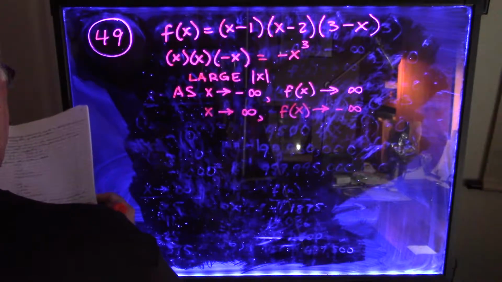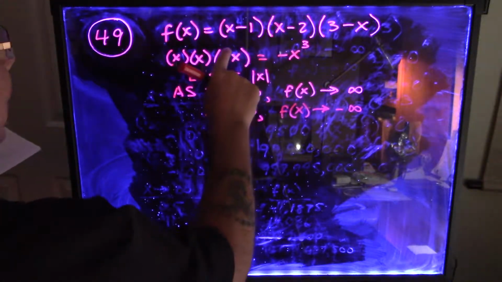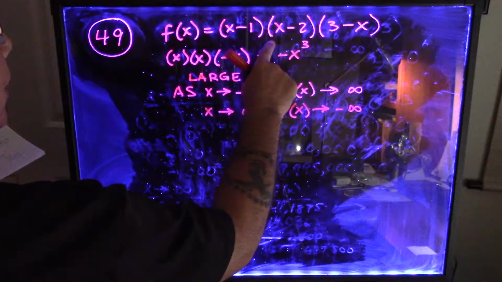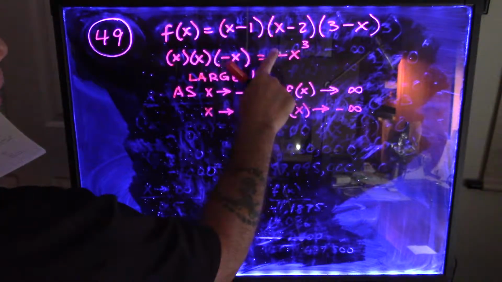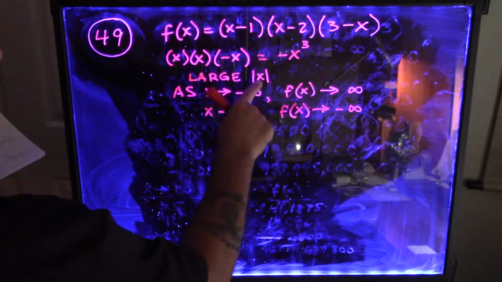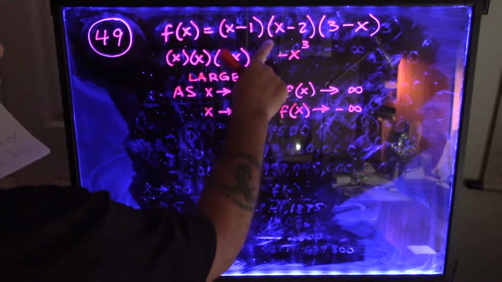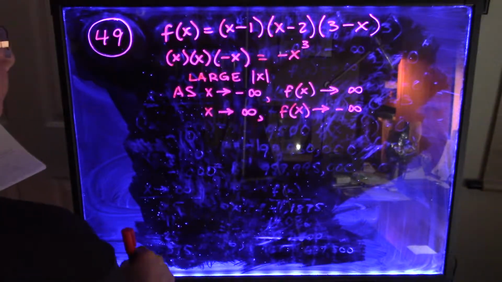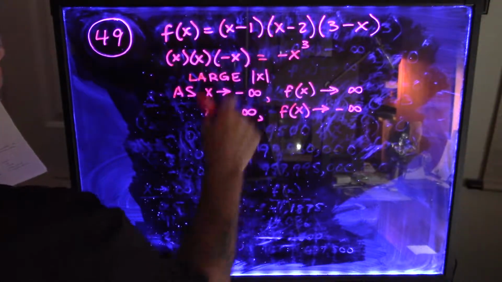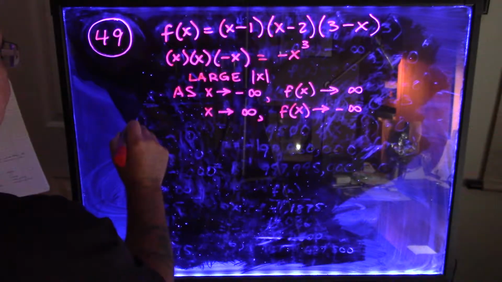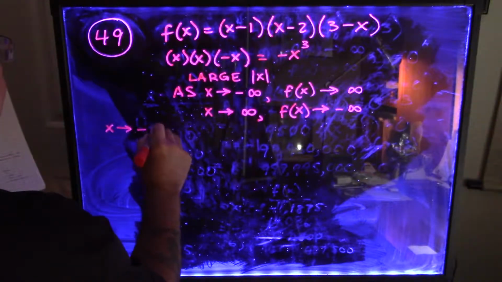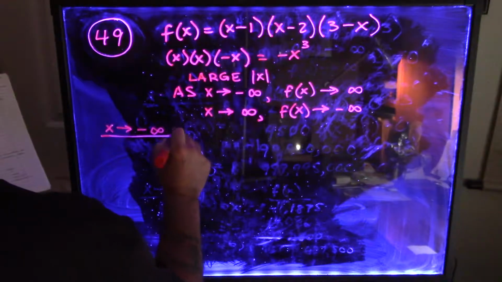So let's confirm that with a table. What you do in your table is you plug this exact function into your calculator. Don't use this simpler one, because I'm saying that this will be similar to this in behavior. If the absolute value of x is small, these two will look different, but we're talking about a large absolute value of x. So punch in this exact function in your calculator and put these values of x in there. Let's say x goes to negative infinity, do that first. And then f of x.